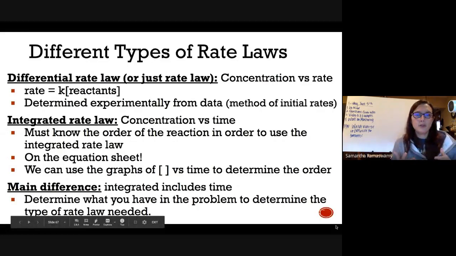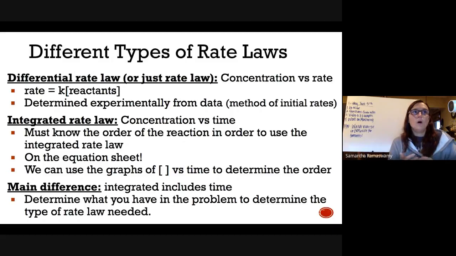So to go back and review different types of rate laws. The video last night talked about a new type of rate law. We looked at differential rate laws. We just call those rate laws. That's when we look at concentration versus rate. That's what we wrote in the do now: rate equals k times the concentration of reactants. This is determined experimentally from data, just like we had in the do now with the method of initial rates. Then we figure out what the order is. That's how we write the rate law. So whenever you see write the rate law, write the experimental rate law, that just wants rate equals k times your concentration. Then in the video last night, I talked about integrated rate laws.